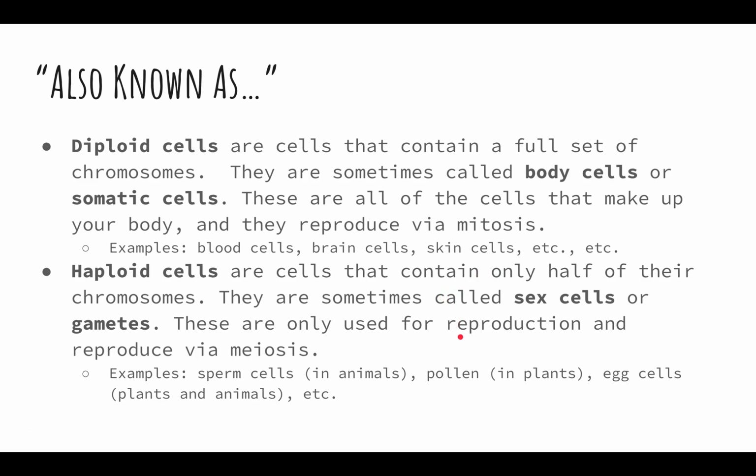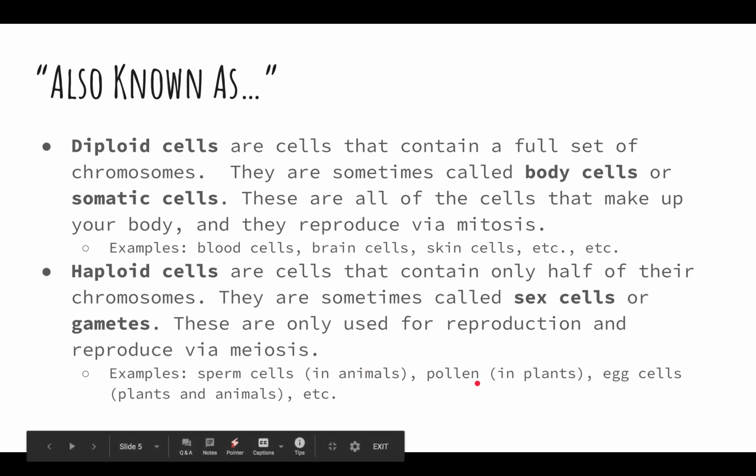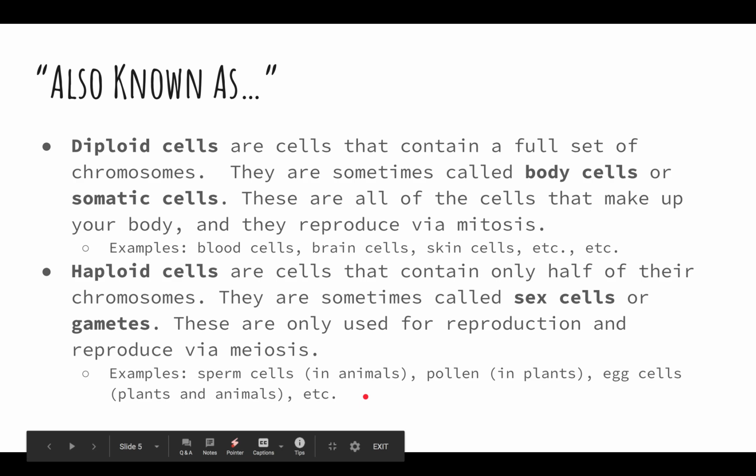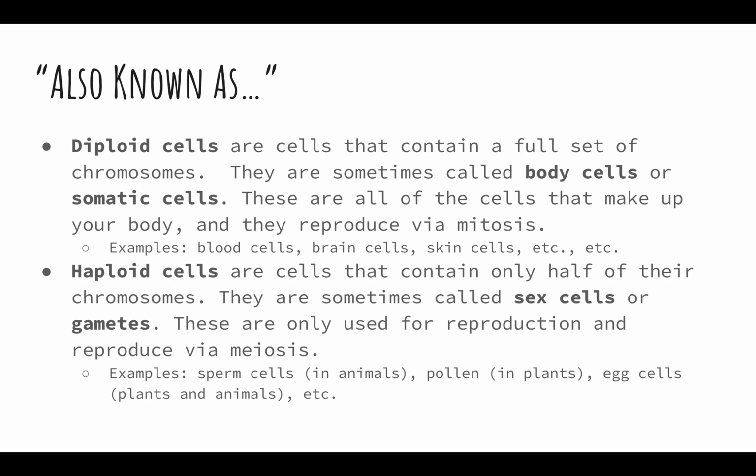That's why they only have half their chromosomes, because they're going to contribute half the DNA and the other parent is going to contribute the other half. And so pollen from plants is haploid. Egg cells in plants and animals and all sorts of organisms that reproduce sexually have haploid cells, gametes, or sex cells.